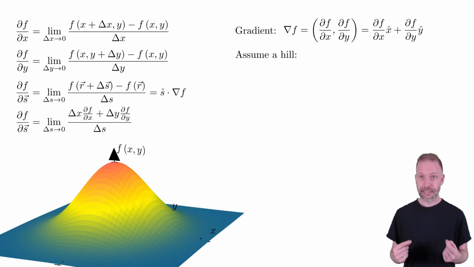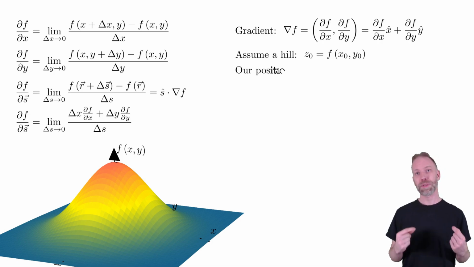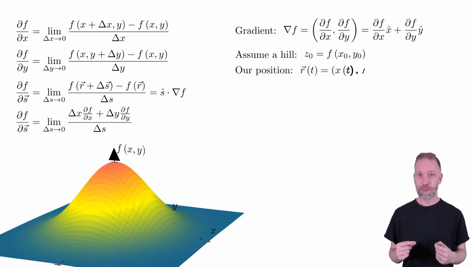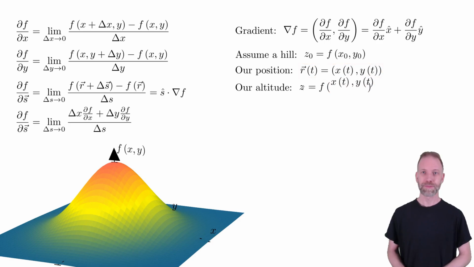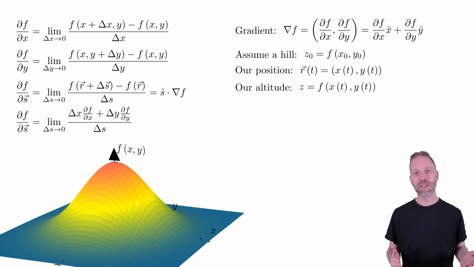Assume that a graph represents a hill and we are going to take a walk on this hill. The height of the hill z0 is described with a function that depends on the coordinates x0 and y0. Call our position on the hill r, which is a function of the time t. We can write it as x of t and y of t. To get our altitude, start from the height of the hill as a function of x and y coordinates. Then insert our coordinates as x and y to this function. We now have that our altitude is f of x and y, where both x and y are functions of time.